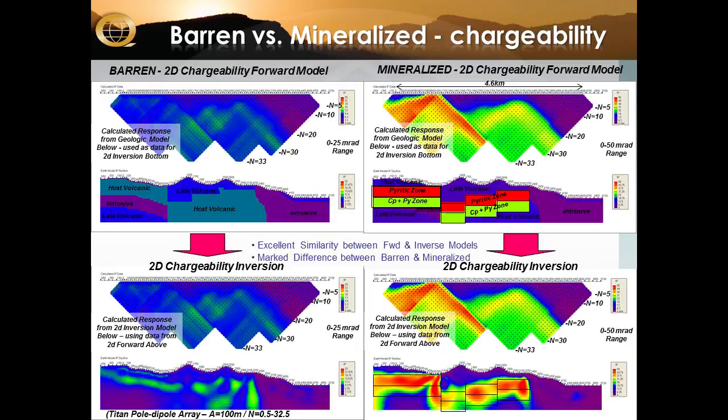And the same images for chargeability. Barren on the left, mineralized on the right. And in this case, you can see a very strong anomalous response where you have mineralized at the depths that they're interested in mapping to.